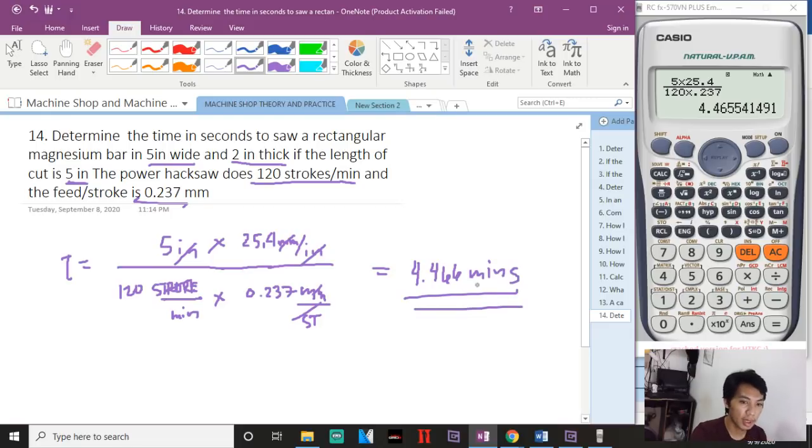Okay na ba? Class, anong natutunan nyo ngayong araw? As a conclusion and generalization, anong natutunan natin ngayong araw? Unit analysis, sir. Ganun lang talaga ang way of solving our machine shop.